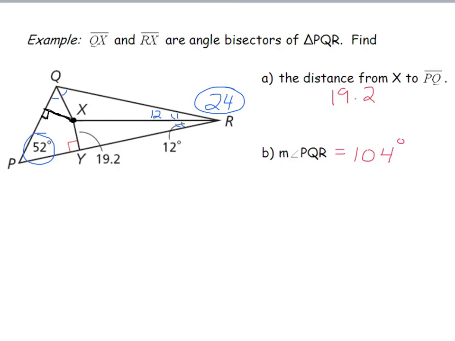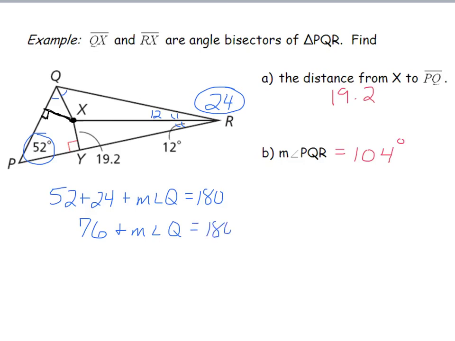So if I'm thinking about this, I know that if I took 52 degrees and 24 degrees and the measure of angle Q, I should end up getting 180 degrees in my triangle. So I would have 76 plus the measure of angle Q equaling 180. So the measure of angle Q is 104.